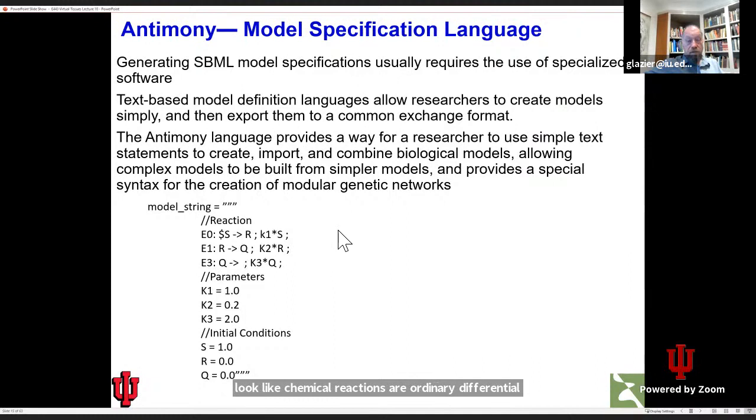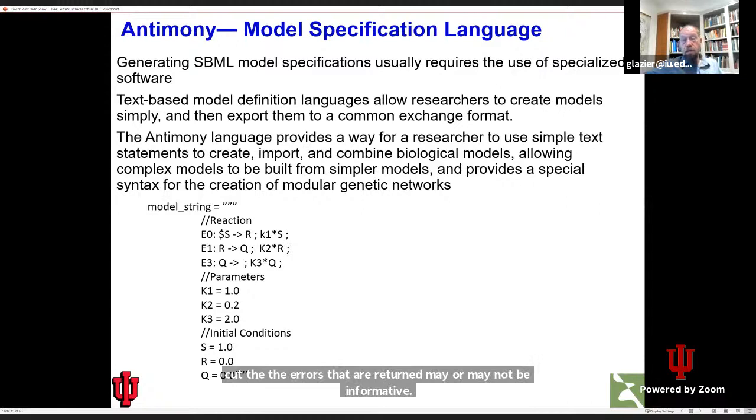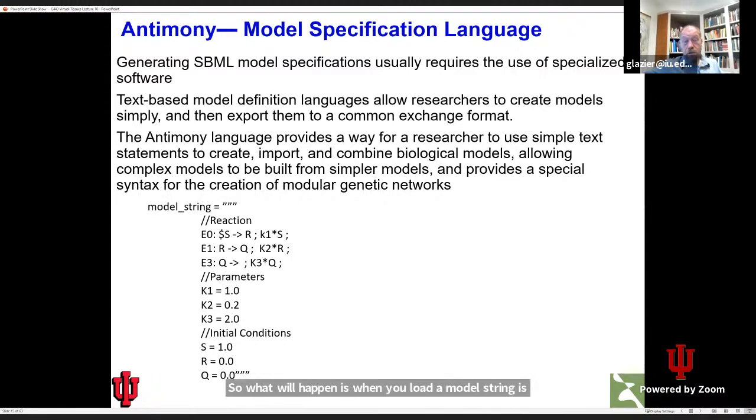And we're going to be defining these models in the form of strings. The disadvantage of having everything in the form of a string is that if there's an error in the string, the errors that are returned may or may not be informative. When you load a model string, a parser is applied to that model string, and if that parser fails in some way, sometimes it gives you an informative error message, sometimes it doesn't. So debugging these Antimony strings is not always trivial.